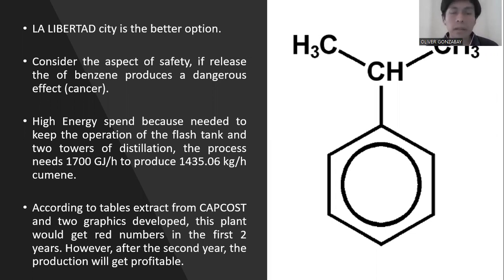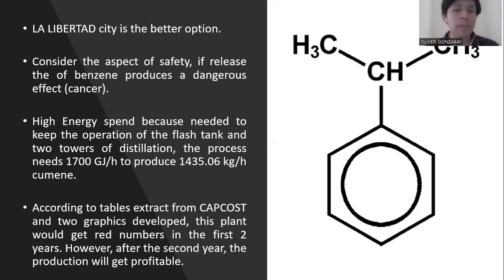And regarding the simulation, there is high energy spent because it is needed to keep the operation of the flash tank and the distillation towers. The project needed 1,700 gigajoules per hour to produce 1,435 kilograms of Cumene per hour.